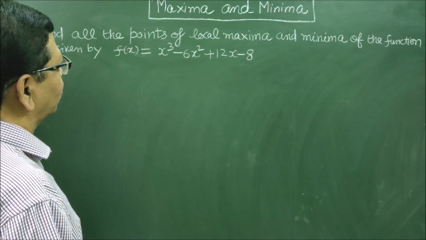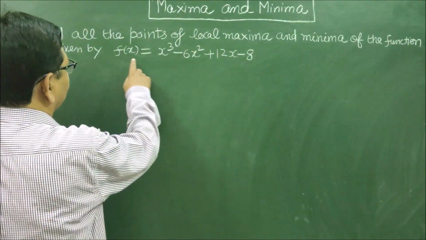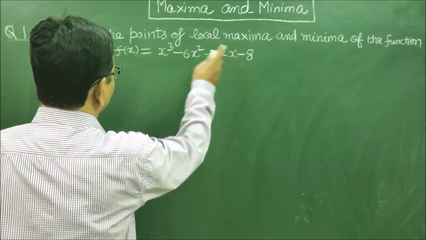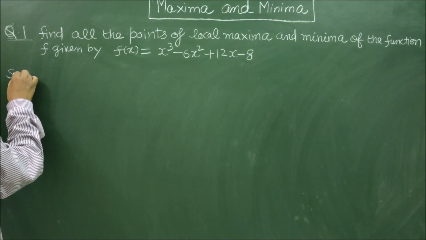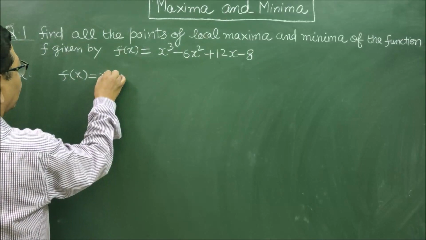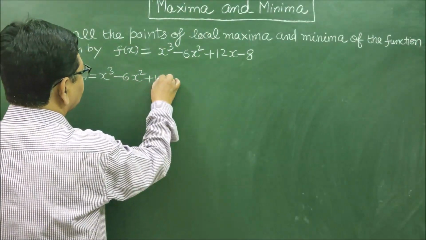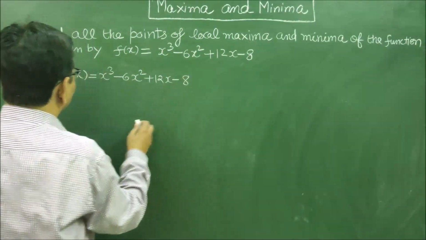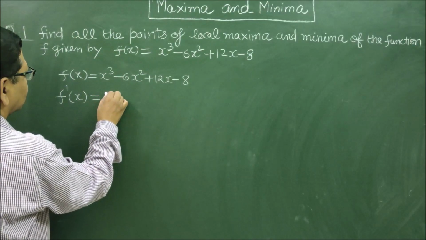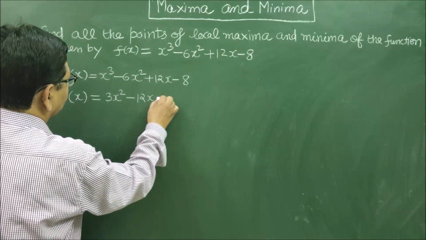Find all the points of local maxima and minima of the function f given by f(x) = x cube minus 6x square plus 12x minus 8. The given function is f(x) = x cube minus 6x square plus 12x minus 8. Let us differentiate it. f dash x is equal to 3x square minus 12x plus 12.